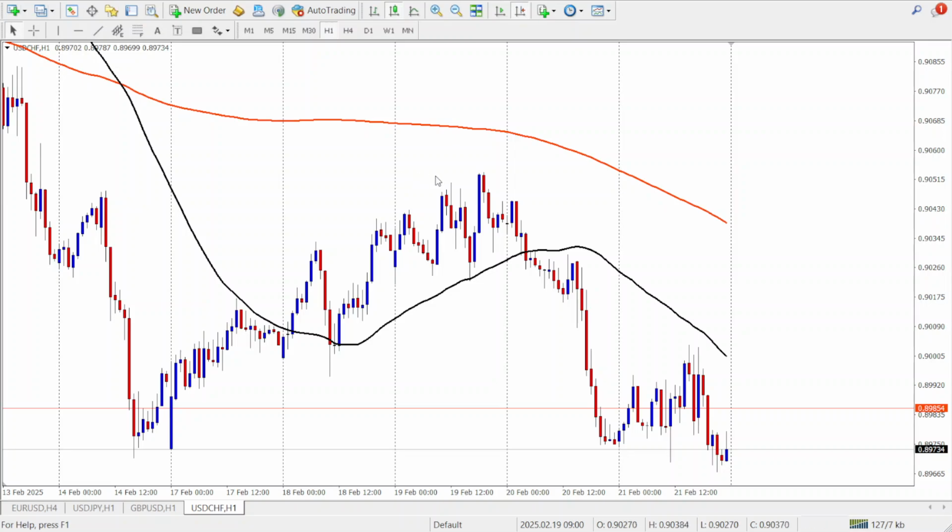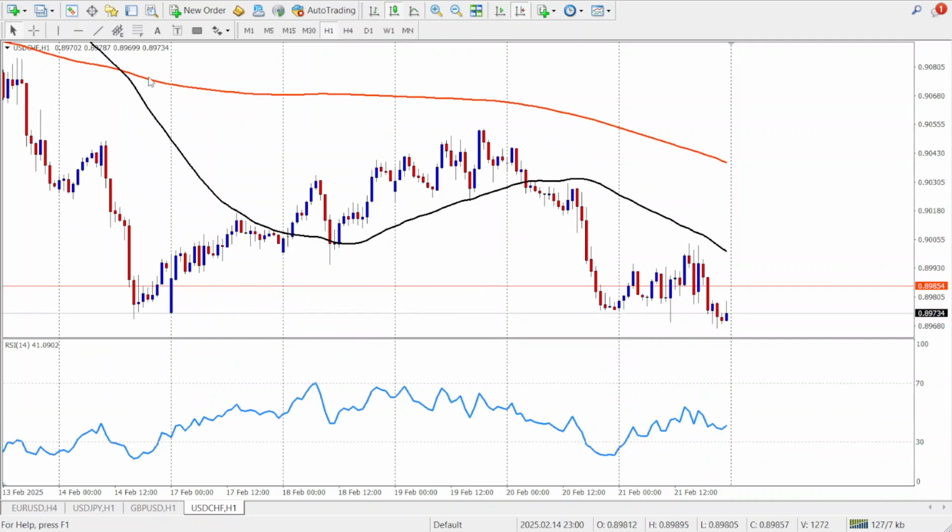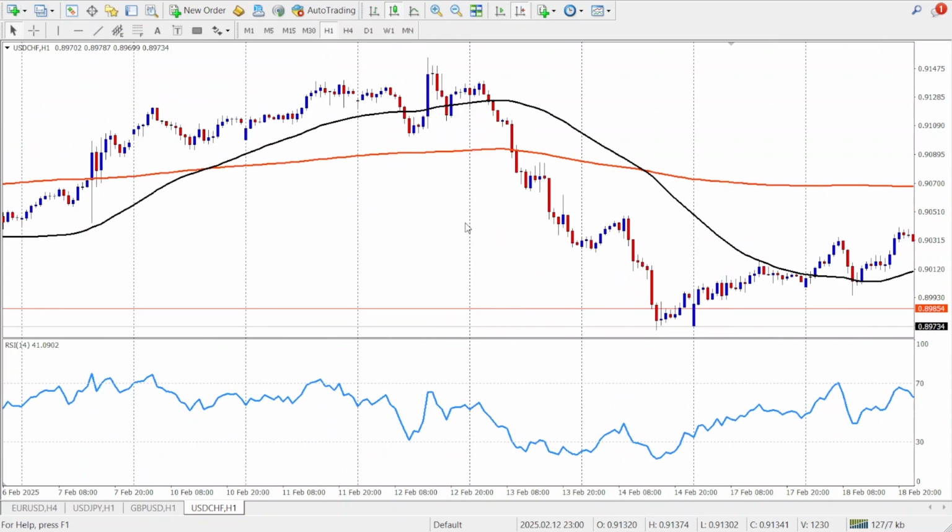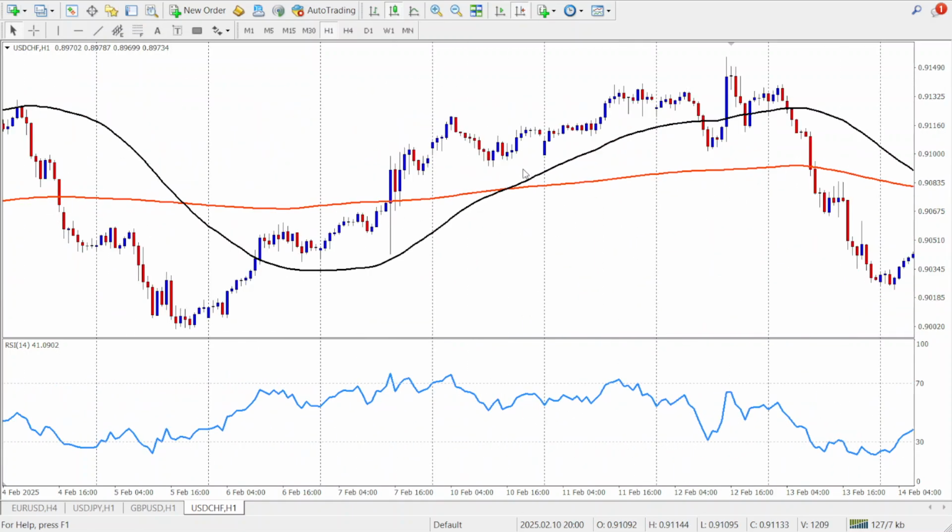Also, combine with other indicators to enhance the reliability of moving averages. Combine them with other indicators like RSI, for example, the relative strength index, okay, or maybe MACD to confirm signals. For example, if the price crosses above the 50 period moving average and RSI shows that the market is not overbought, that could be a solid buy signal.